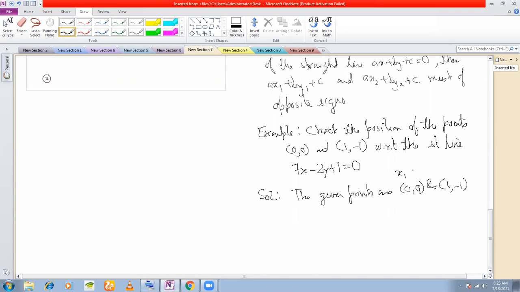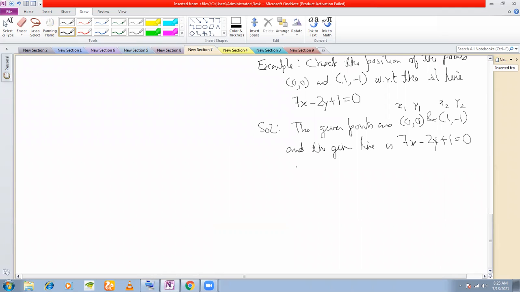So consider this to be your x1, y1, this to be your x2, y2, and the given line is 7x minus 2y plus 1 is equal to 0. Now what you do? Instead of x, y, put x1, y1. So we have 7x1 minus 2y1 plus 1 is equal to 7 into x1, here is 0, y1 here is also 0, plus 1, which is equal to 1, isn't it? Positive.